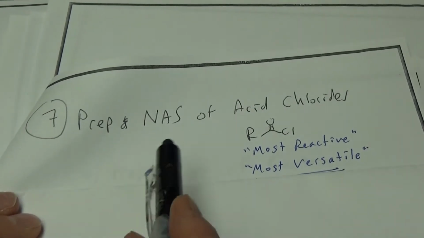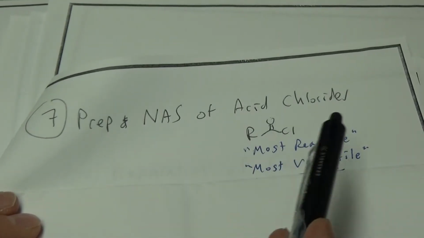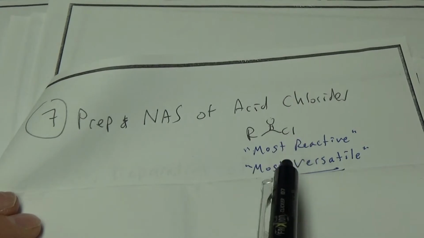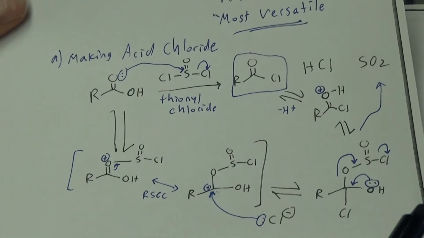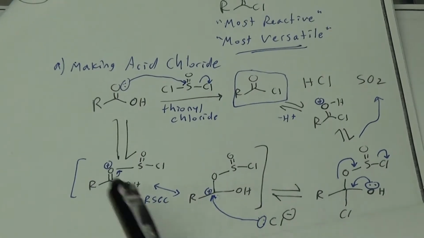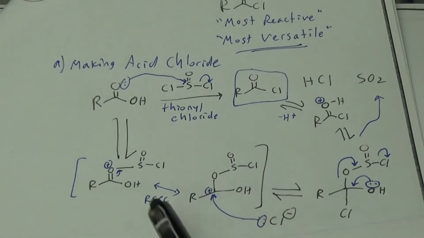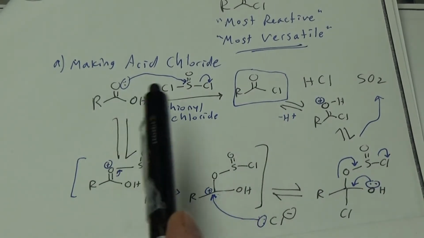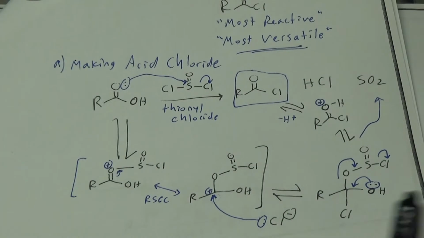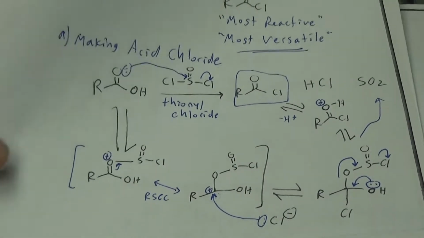Number 7 was preparation and NAS reactions of acid chlorides, which are these things. And we showed a really nice mechanism for how you can make an acid chloride. It's all in the last lecture. Use SOCl2. This is like that acid catalyzed NAS reaction where oxygen attacks. I'm not going to step through it all, but it's all discussed in the last lecture.